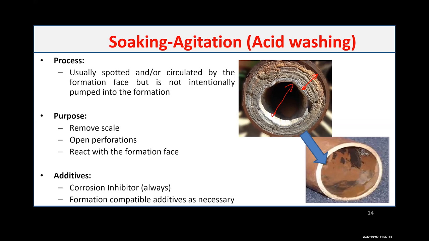Usually the main additive that goes with this acid is a corrosion inhibitor, as a must additive. And depending on where you are, if you are mainly soaking the acid inside the tubing, you will keep the corrosion inhibitor only. However, if you are expecting this acid will leak inside the formation, in this case you need to add additional additives depending on the formation. So if you are having a sludge issue, you will have anti-sludge agent. If you need some solvent, you will add some solvent. If you need iron control agent, you will add iron control agent, depending on the formation that you will have.